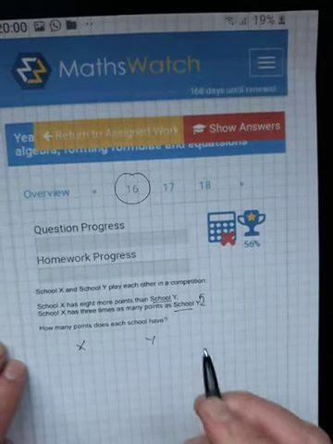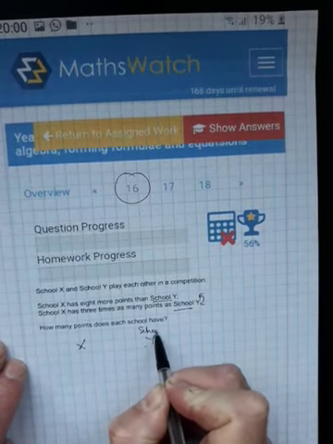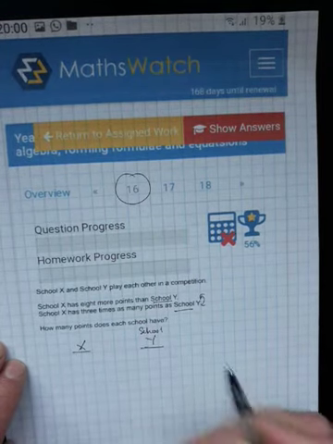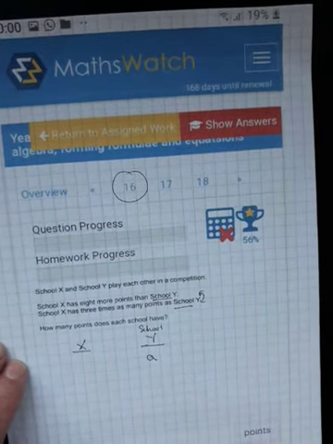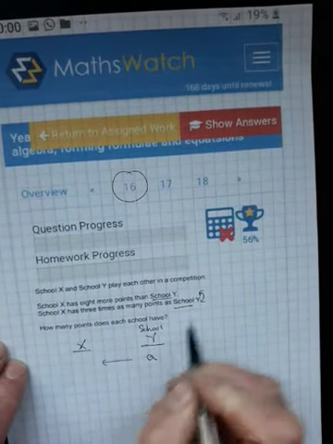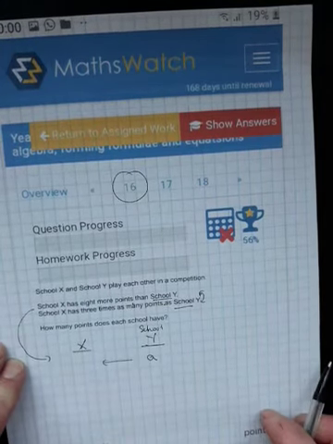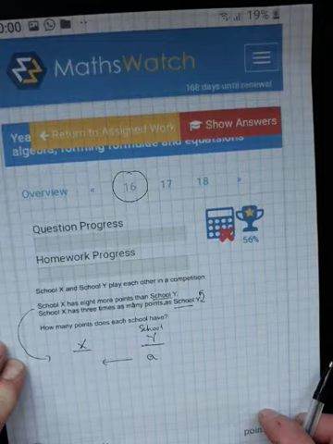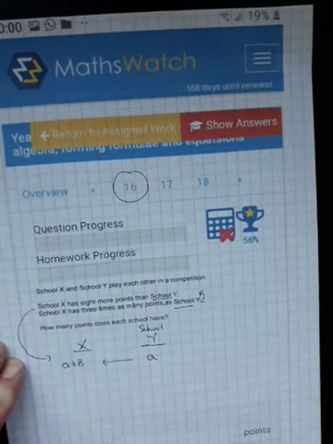So I'm going to let School Y have, let's give it a letter. I'm going to give it an A this time, because I think that will confuse things less. Let's say it's got A points. So what does that mean School X has got? Well, let's take the first expression: 8 more points. Is that addition, subtraction, multiplication, or division? 8 more means you add, doesn't it? So one way of writing what X has got is A plus 8.